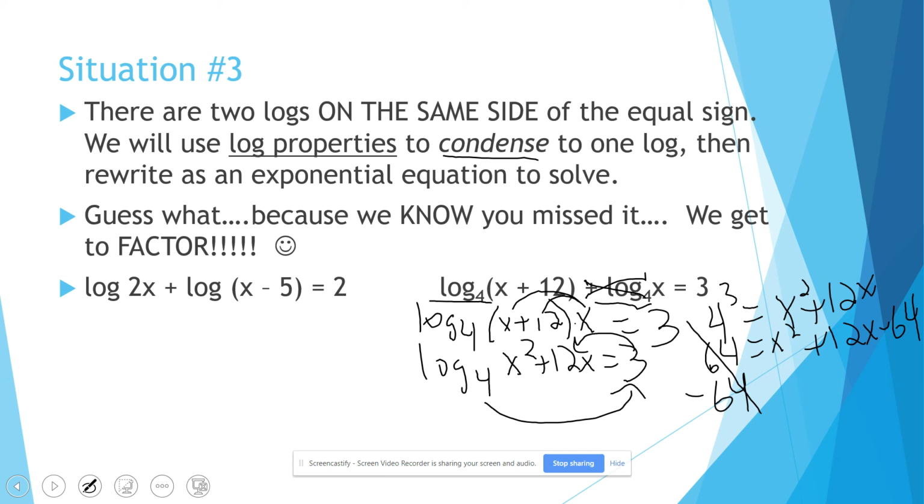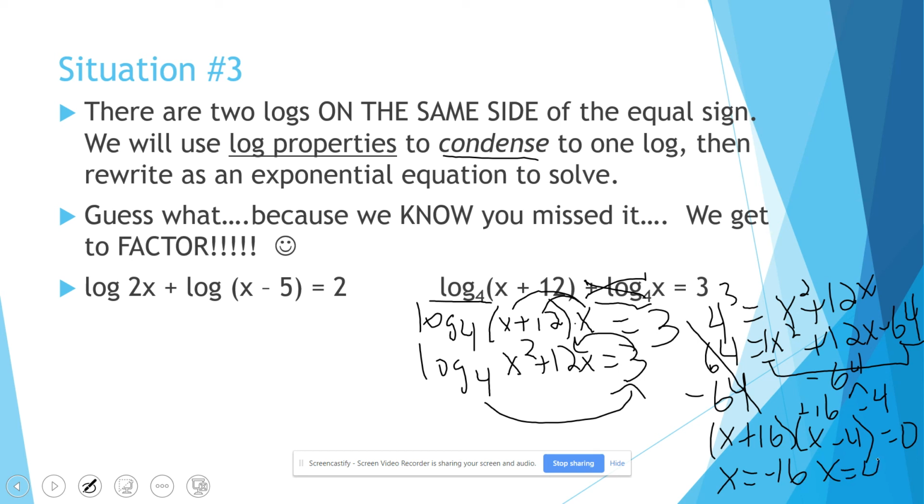Take out a greatest common factor if we can. We cannot because in front of the x squared is a 1. So we need the factors of negative 64 that add to a positive 12. And that's going to be a positive 16 and a negative 4. So we have x plus 16 times x minus 4 is equal to 0. That gives us x is equal to negative 16 and x is equal to positive 4.